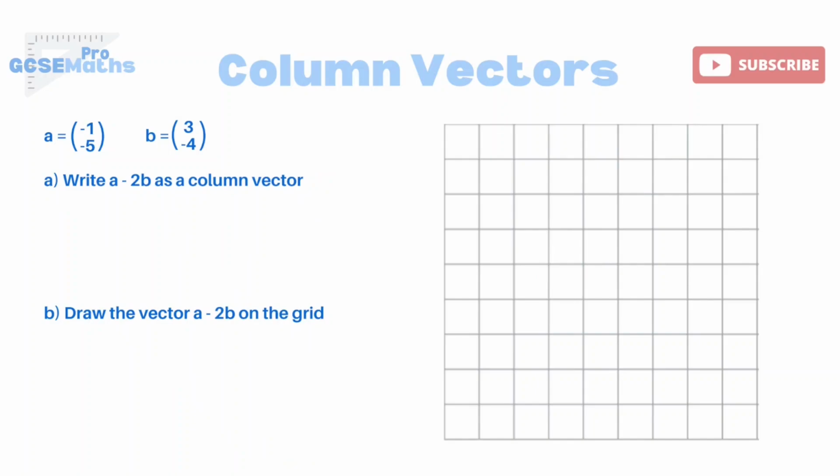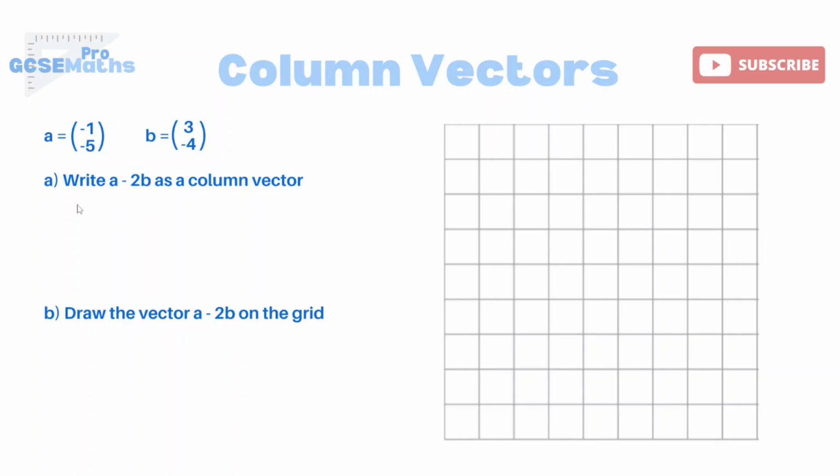Okay, so for this one we've got another pair of vectors A and B. A is minus 1, minus 5, and B is 3, minus 4. So part A is to write A minus 2B as a column vector. So this one's actually combining those past few questions together. We've got a subtract, we've also got a multiple.